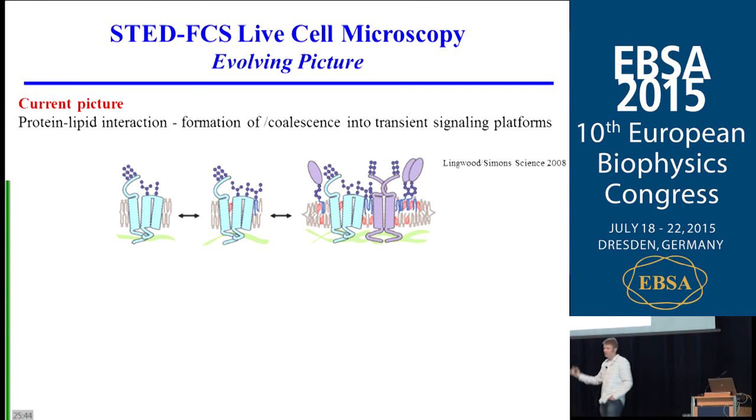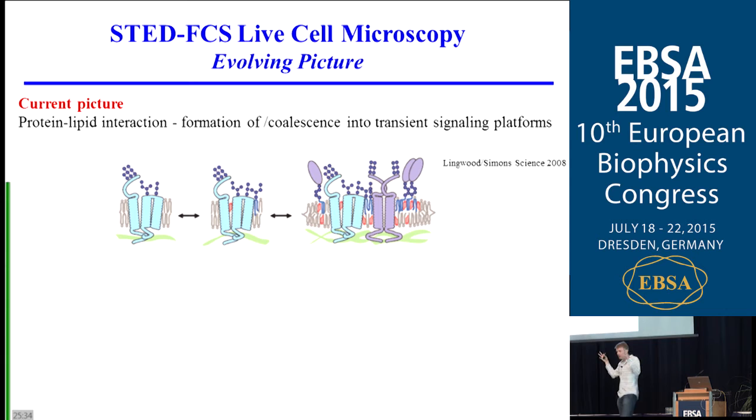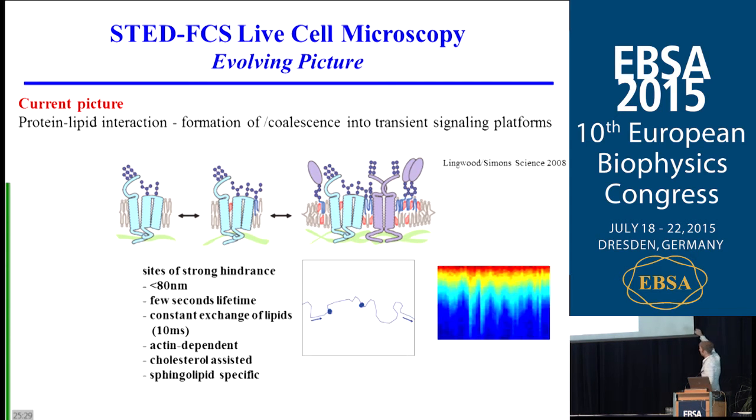Now, the current picture, and I took this graph from one of Kai Simons' reviews, is that a protein is not alone. It's interacting with lipids and cholesterol. And especially, it seems that we have formed transient sites, smaller than 80 nanometers, with a few seconds lifetime. We have a constant exchange of lipids. Lipids move in there. Only certain lipids stay there for 10 milliseconds, then move on. It's actin dependent, it's cholesterol assisted, and it's sphingolipid specific.